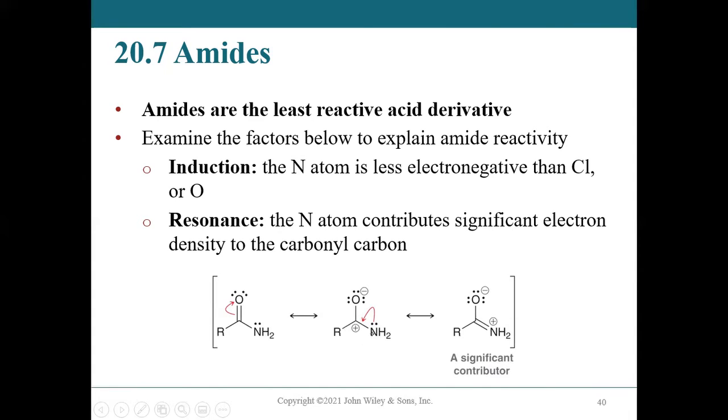So this lone pair on the nitrogen can donate to the carbonyl, making the carbonyl carbon less positive. This overlap producing the double bond between carbon and nitrogen is effective because they are both in the second period, so the sizes of their p orbitals are similar.